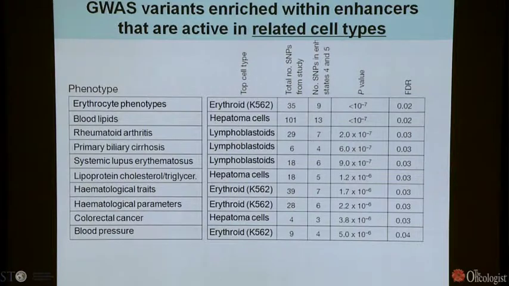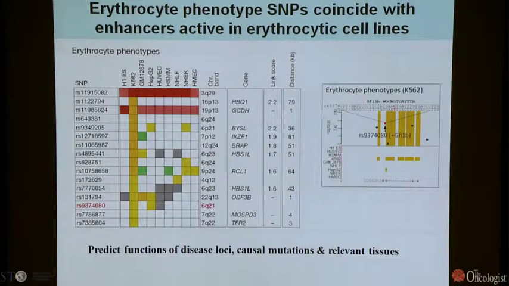So I'll just give you a specific example of that. This is showing the actual data for the erythrocyte phenotypes. These are the different sequence variants as annotated. And these pictures here, the colors, are telling us which of these variants are annotated in our chromatin state maps and how they're annotated.